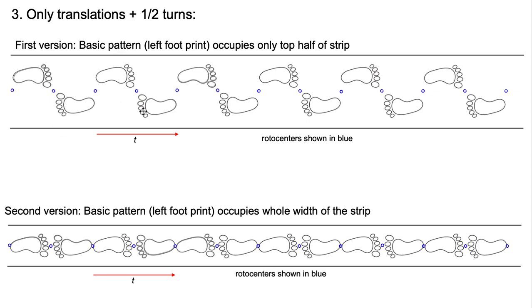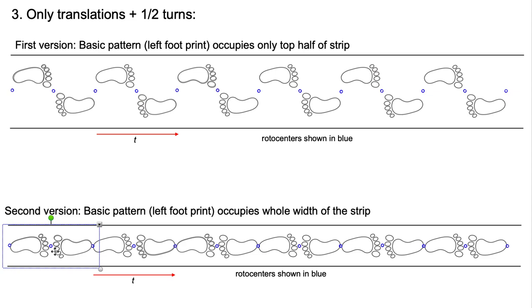And the rotocenters are shown in blue here. And we can see how the rotocenters work by looking at the first 2 footprints. And if I do a half-turn rotation around that particular blue center point, you'll notice that this one lands on that one and vice versa. So let me just do that again.